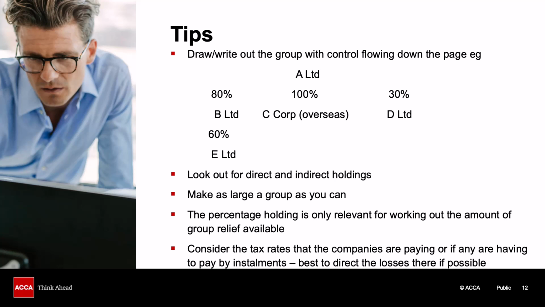And when you're deciding where is best to allocate the losses, once you have established what options you have, you should consider if any of the companies are paying corporation tax at a higher marginal rate than others, or if some companies are paying their tax by instalments. And those are the companies you want to prioritise giving losses to in order to hopefully reduce their tax bills by the biggest proportion, or bring some companies down to a level of profits where they won't be paying by instalments, which would be better for their cash flow.